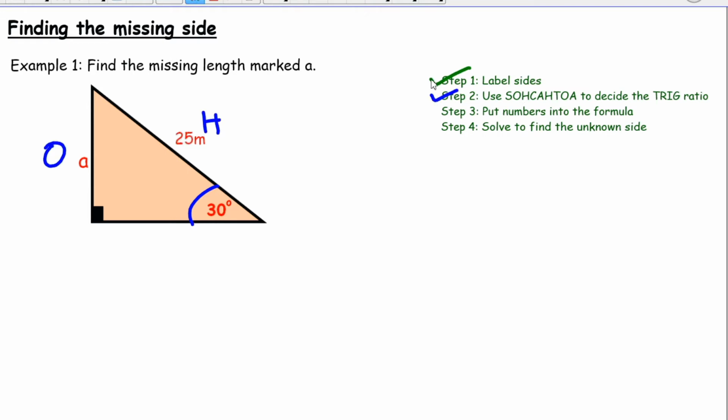The second step is to choose which trig ratio you are going to use. We have O and H, which means we are going to use sine because we have the opposite and the hypotenuse. All right, let's carry on. The third step is we need to put the numbers in the formula. Which formula? Sine. Okay, we know that sine of 30 will be equal to opposite over hypotenuse. So sine of 30 will be equal to our opposite, which is A, over hypotenuse, which is 25.